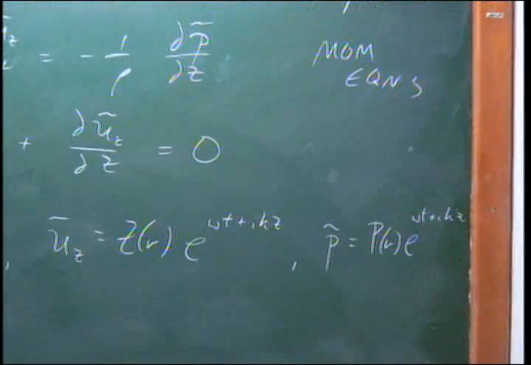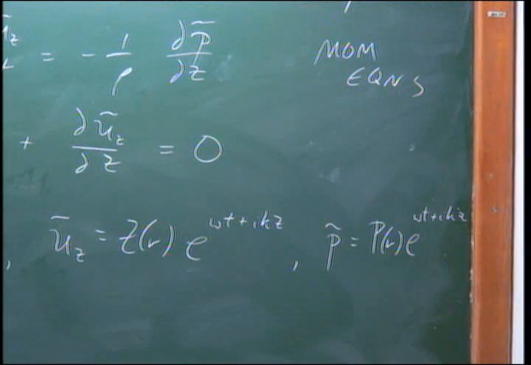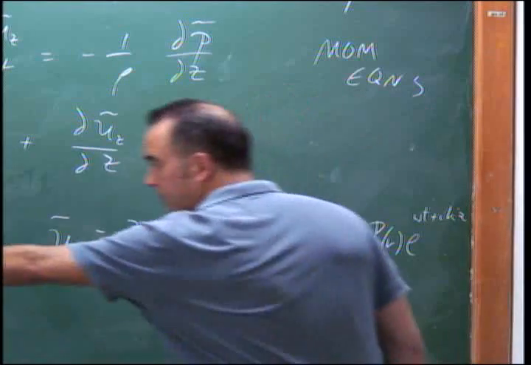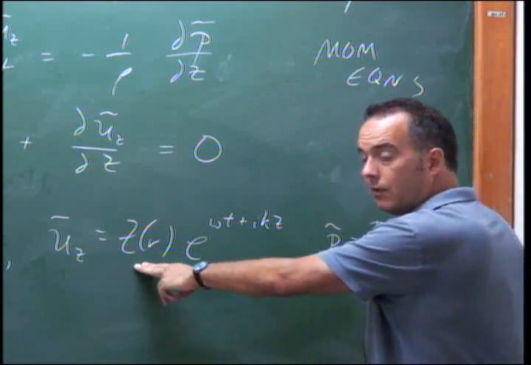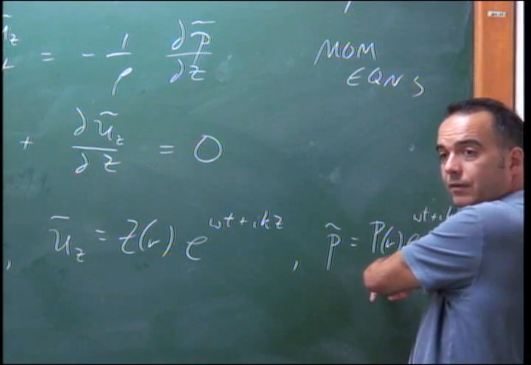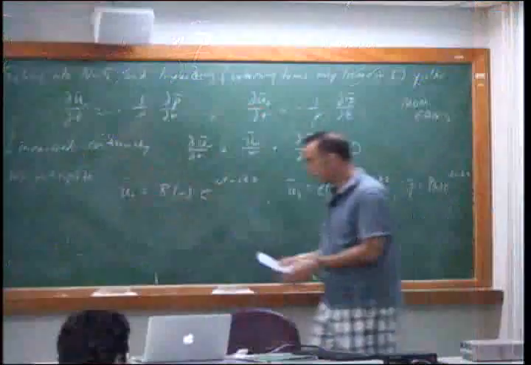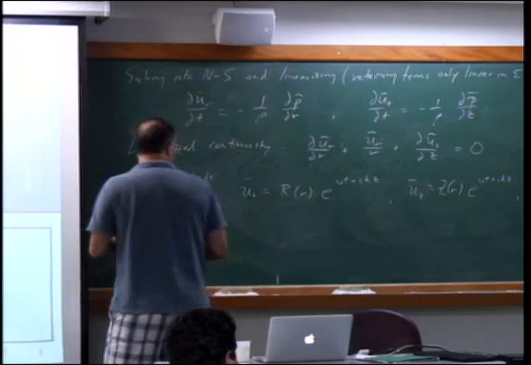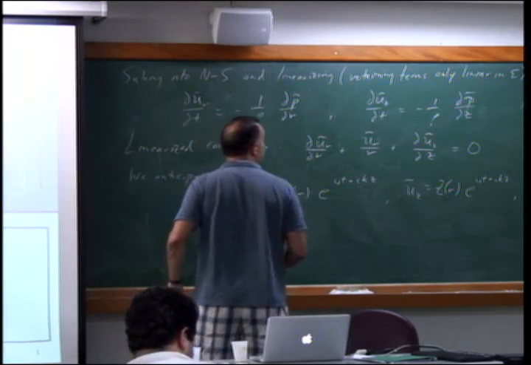So we expect wave-like solutions. We expect the dependence of all of these field variables on z and time to be the same. We can have some radial dependence, so we really just need to find the form of these three functions of R. So we're going to sub these in here.